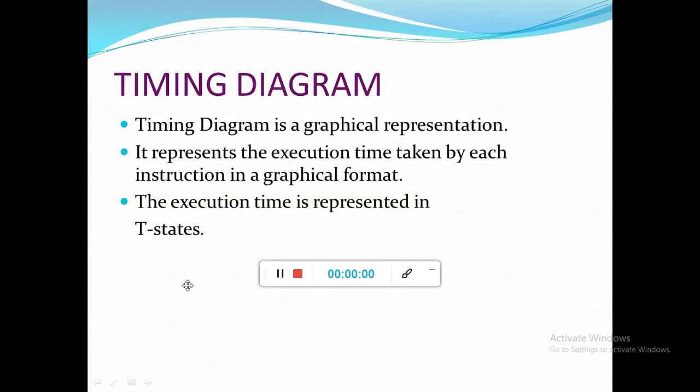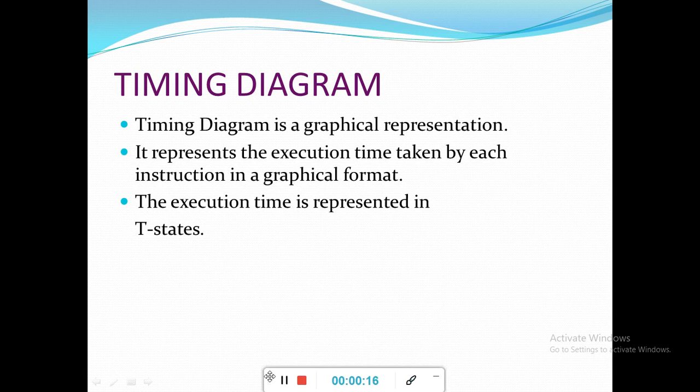Next question that comes in the exam is on the timing diagram. A timing diagram is a graphical representation where the execution time taken by each instruction is shown in a graph. The execution is represented in the form of T states.